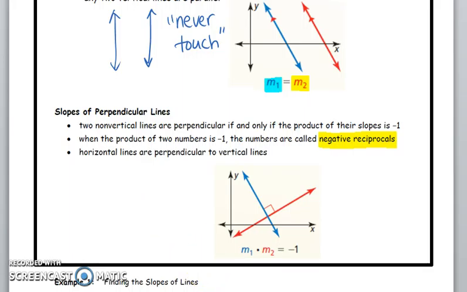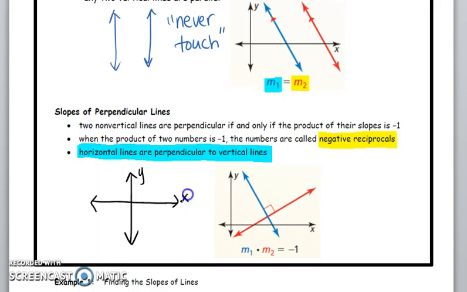One last note here is that horizontal lines are perpendicular to vertical lines, and you see that every time you draw the coordinate plane. When you have the y-axis and you draw the x-axis is horizontal, the y-axis is vertical, and they always meet at a 90-degree angle, meaning that they are perpendicular. Don't forget that the symbol used for perpendicular is kind of that upside down T. You will see this symbol whenever we talk about perpendicular lines.